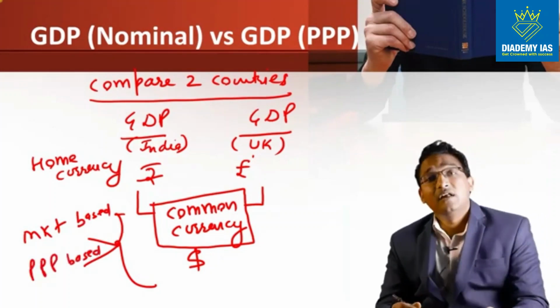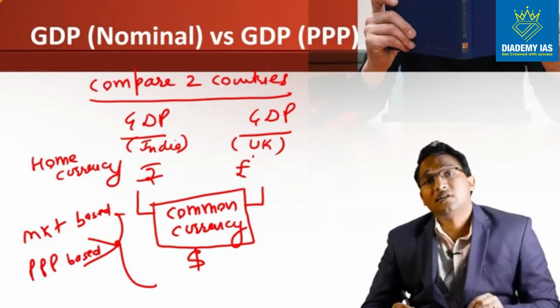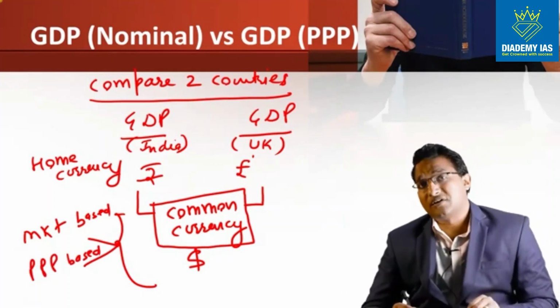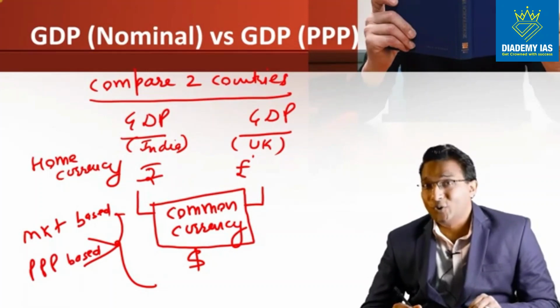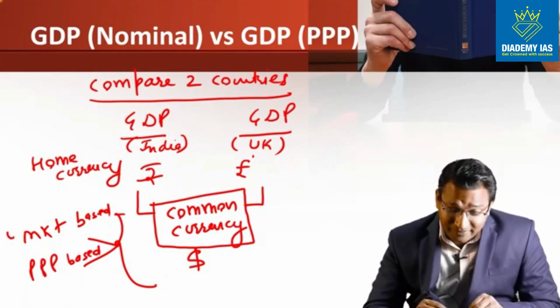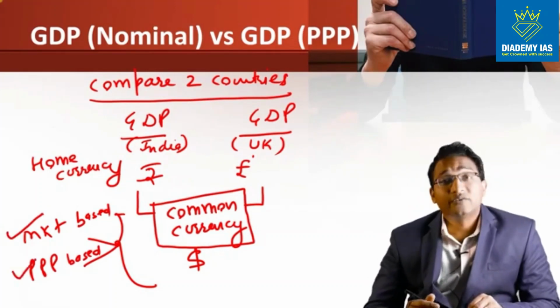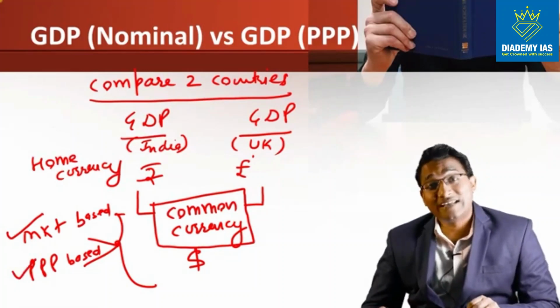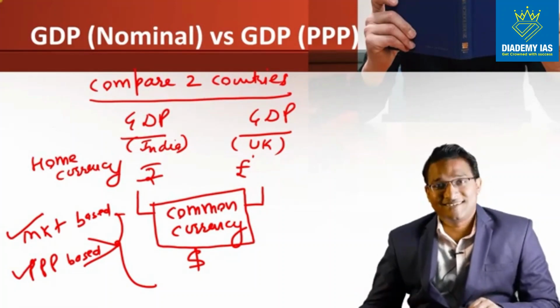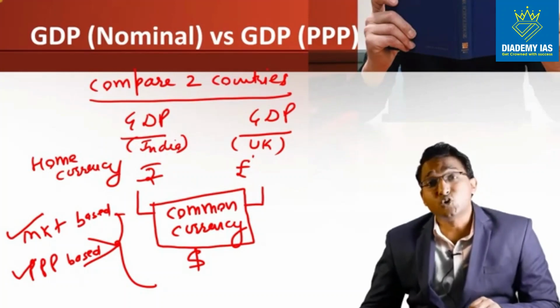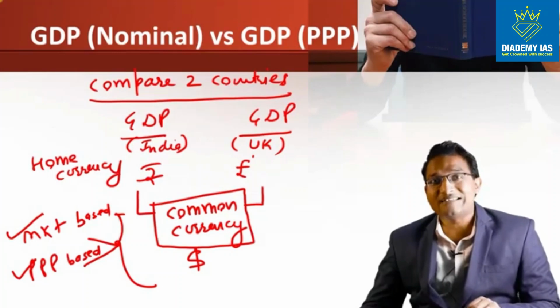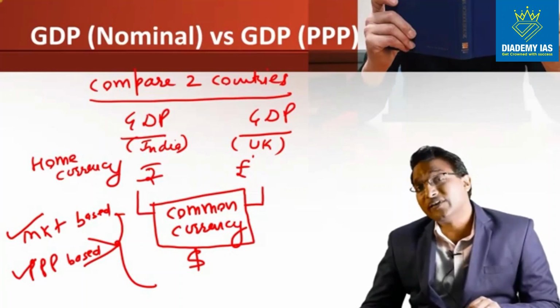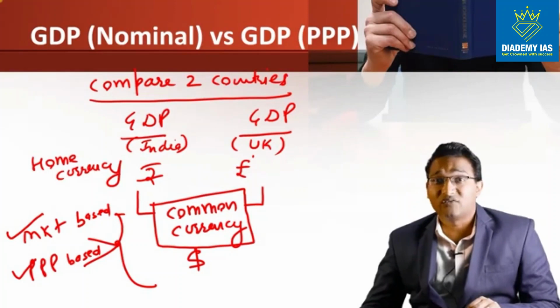So please tell me, if we really want to compare the exact worth of the two countries, which exchange rate should we follow? Should we follow the market based exchange rate or should we follow the PPP based exchange rate? So answer is clearly the PPP based exchange rate. We just discussed that it is the purchasing power parity based exchange rate which will give the true value of an economy, because it is calculating the true value of the economy based upon the purchasing power of the currency.